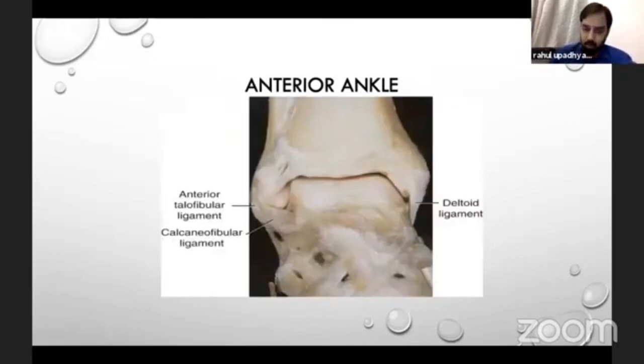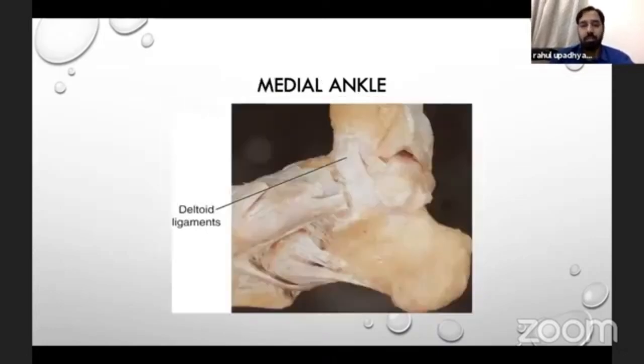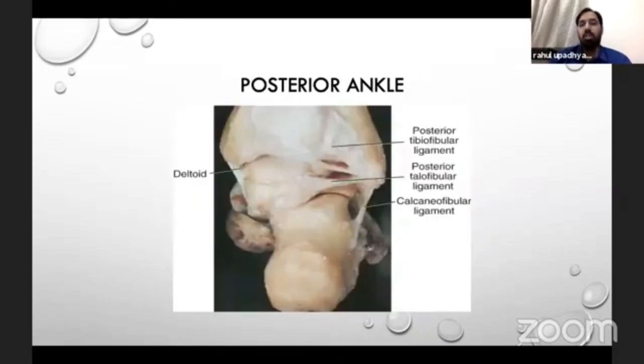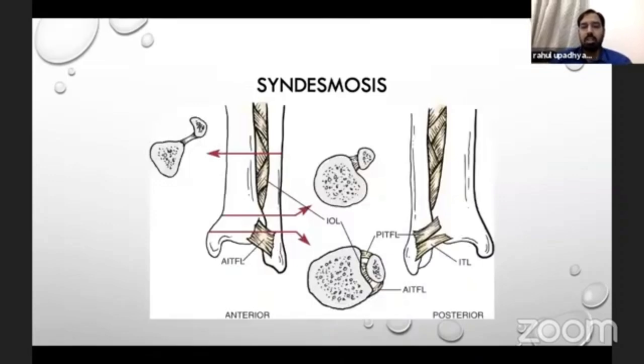So just have a look at the anterior ankle anatomy where we have ATFL on the lateral side, CFL, and a deltoid ligament from the medial side. This is the deltoid if you look from the medial side. From the lateral side, this is the CFL and AITFL ligaments. And posteriorly, we have posterior tibiofibular and posterior talofibular ligaments. So this is the ligamentous structure around the ankle with syndesmosis. Again, it acts as a joint between tibia and fibula with interosseous ligamentous membrane and ligaments that we talked about.